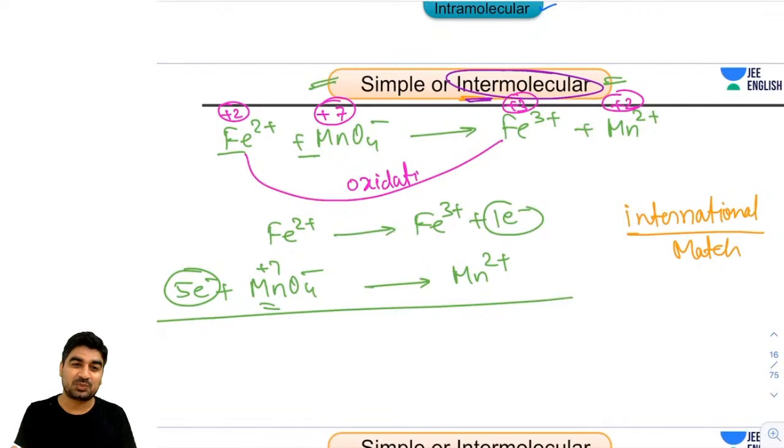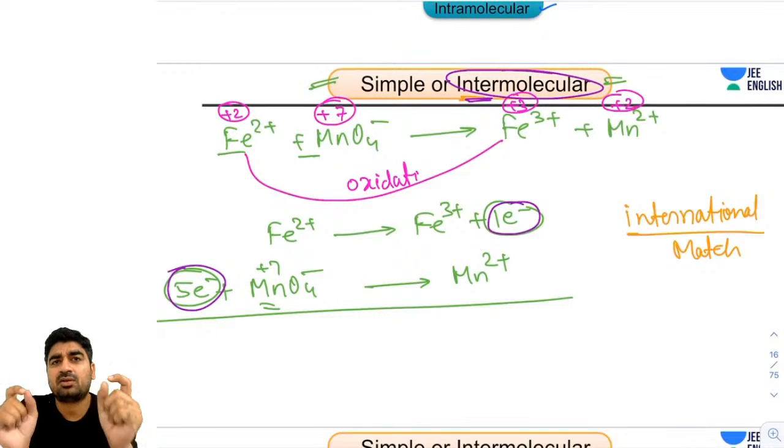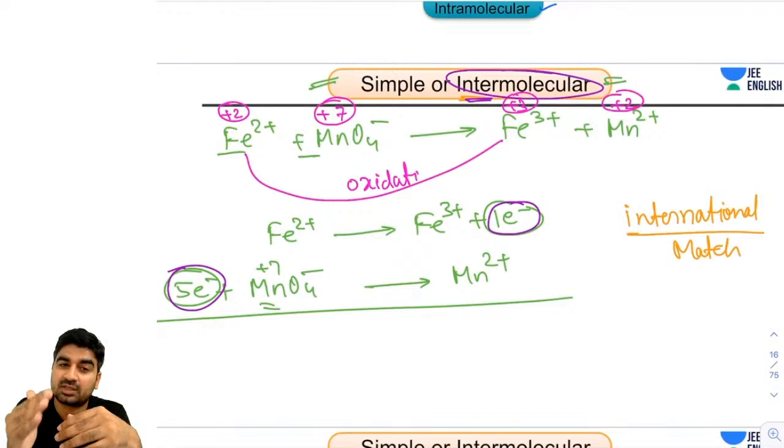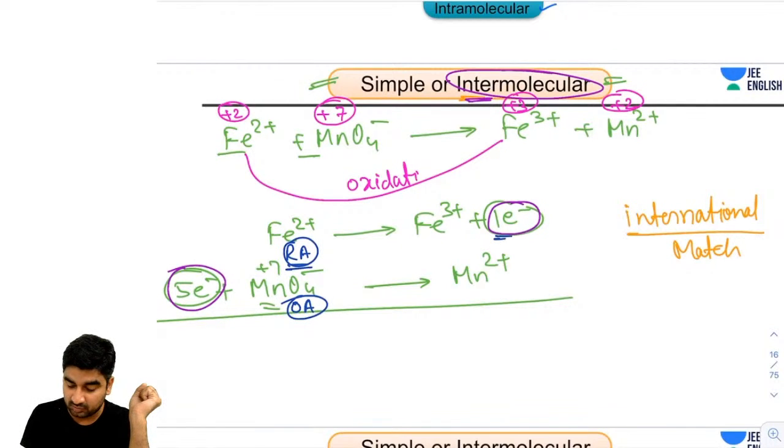So electron sharing occurs between two molecules. That's why it is called intermolecular, or the other name is simple redox. So what is simple or intermolecular redox? In simple or intermolecular redox, guys, there will be two reactants. One reactant will lose electron and another reactant will gain electron. So you can also say, guys, this is the reducing agent, this is the oxidizing agent. So electrons lost by the reducing agent will be gained by the oxidizing agent.